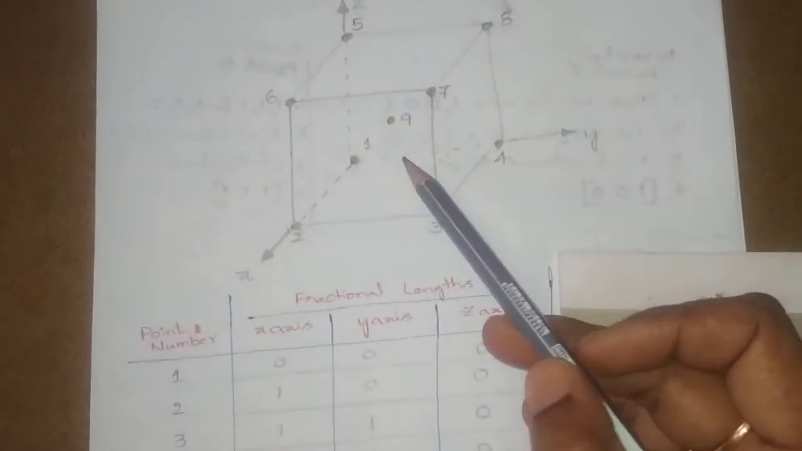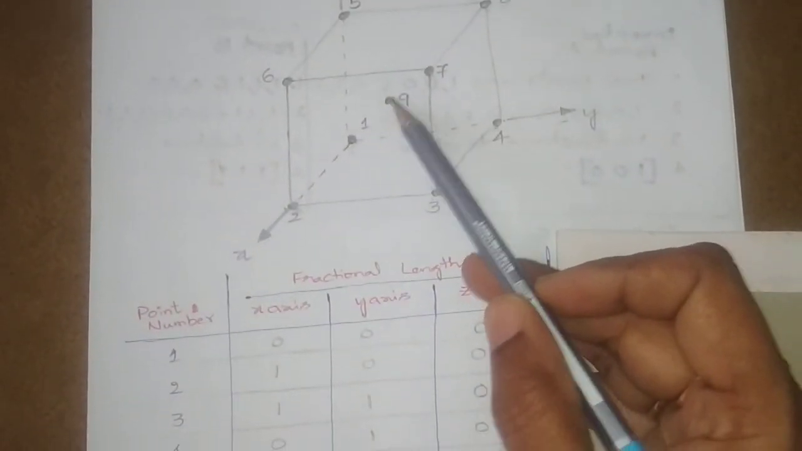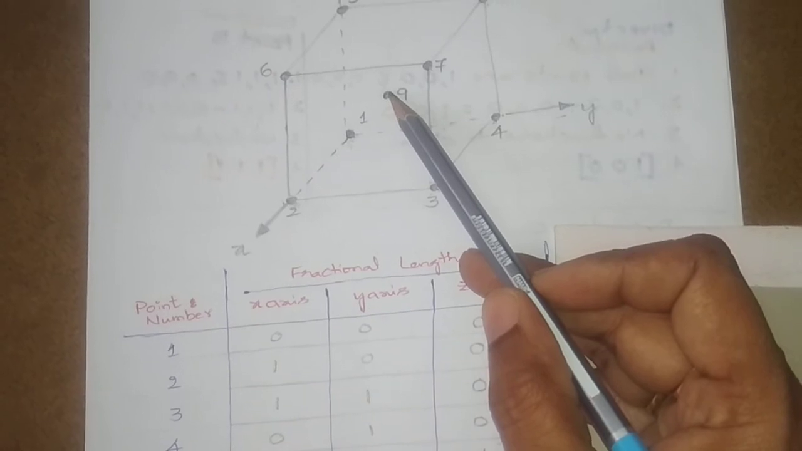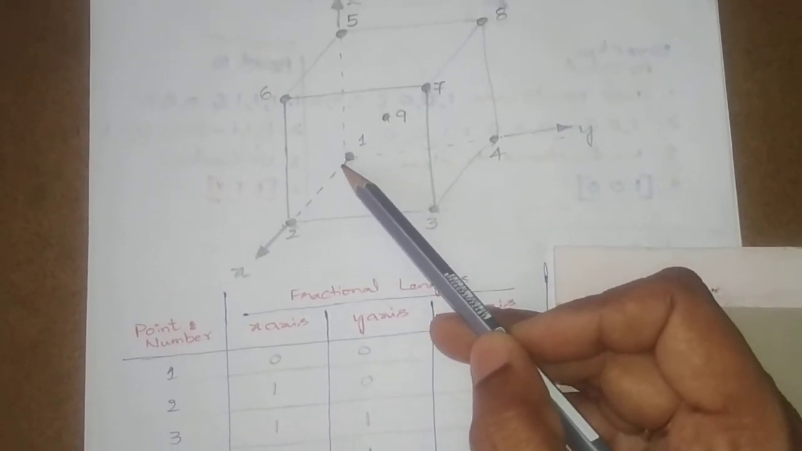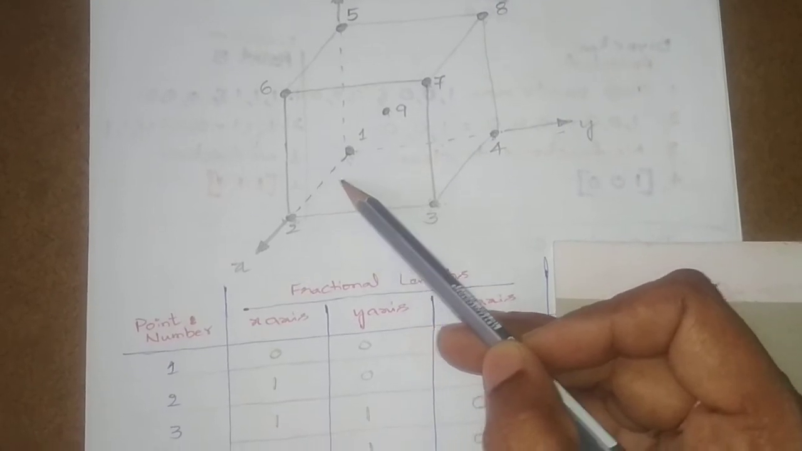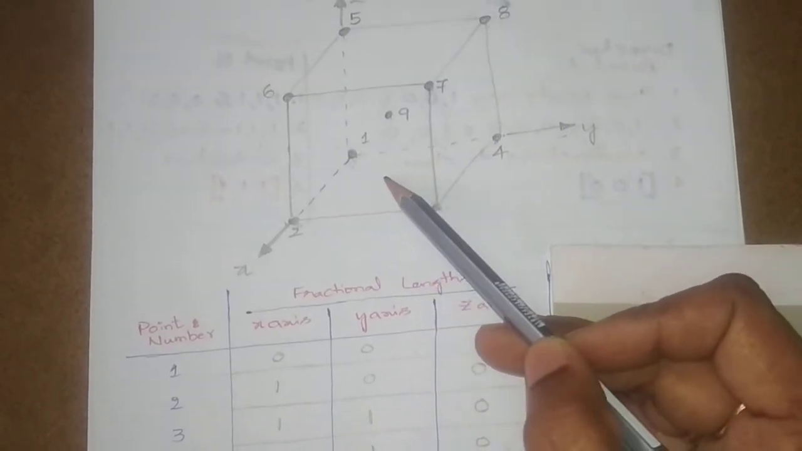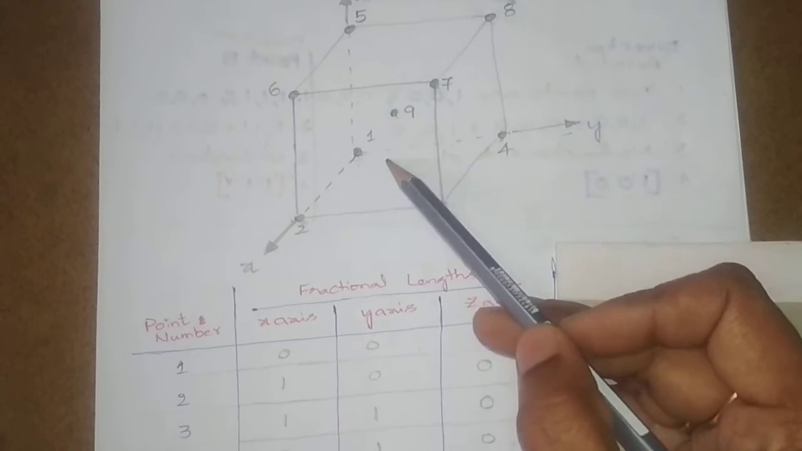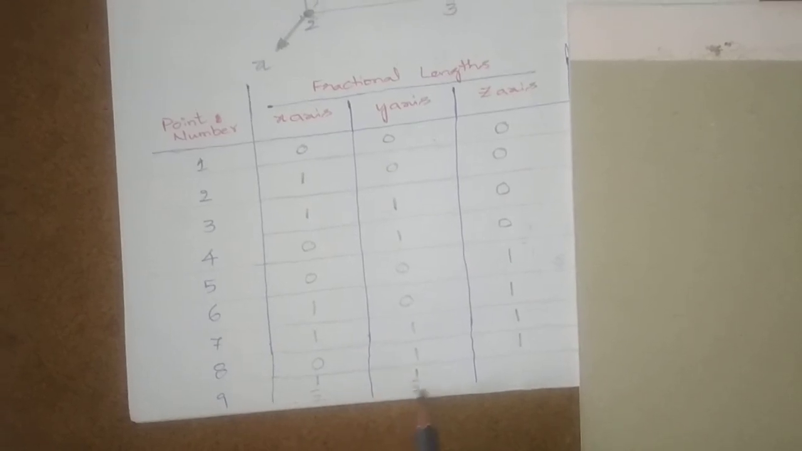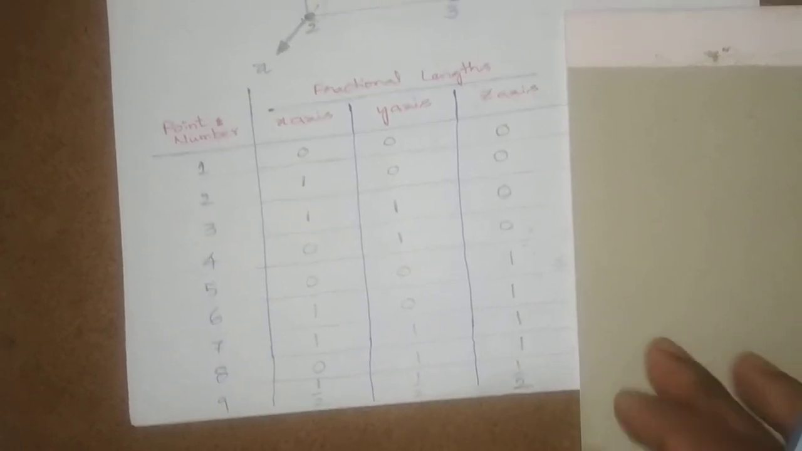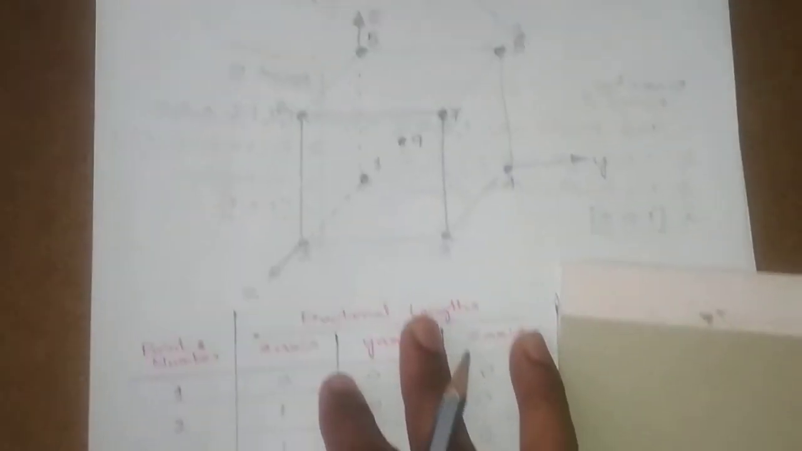And the last point, point number 9. This is actually the center of the cube. Okay. So to reach the center of the cube, we have to travel half unit in the x direction, half unit in the y direction, and half unit in the z direction. So the coordinates are 1/2, 1/2 and 1/2. Okay. So I hope it is clear.